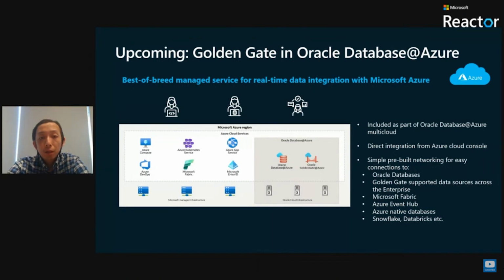Okay, so we just talked about two different network topologies for running Oracle GoldenGate. One is to run in Oracle OCI as a managed service. The other is to run an Azure VM or Azure Kubernetes Service in Azure Network. And there is a third way that is coming up soon. That is that you can run GoldenGate as part of Oracle Database at Azure as a part of the managed service, so that you don't have to manage the Azure VM or Kubernetes service by yourself. So this is coming up soon. So yeah, please watch for our announcement later.